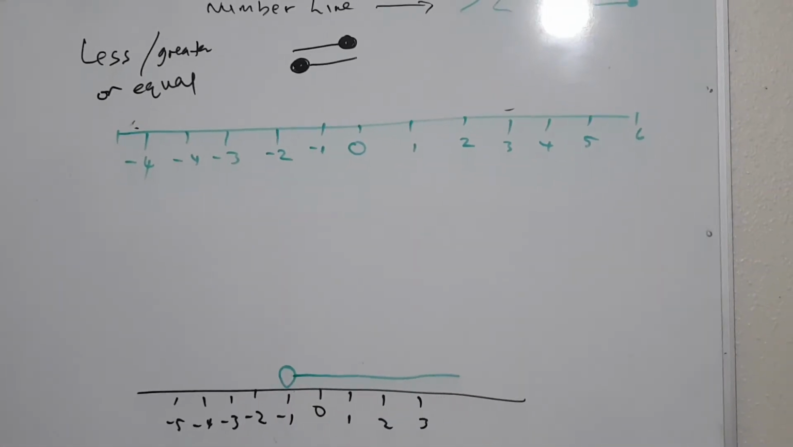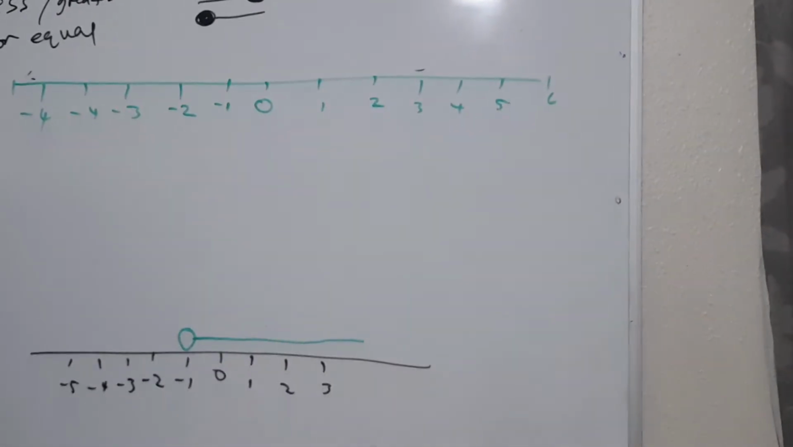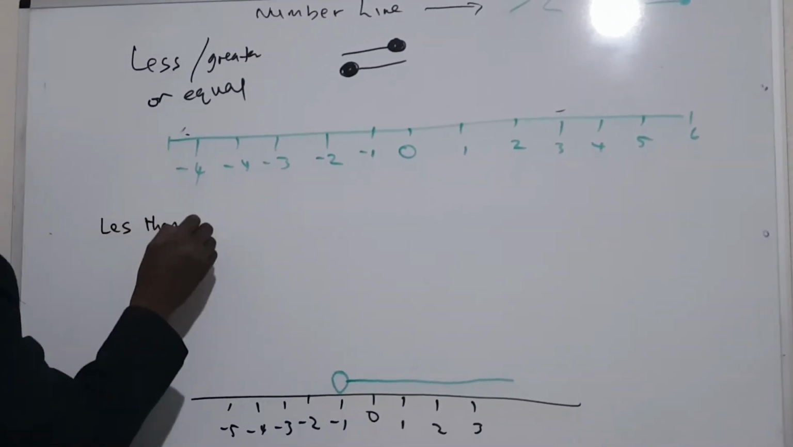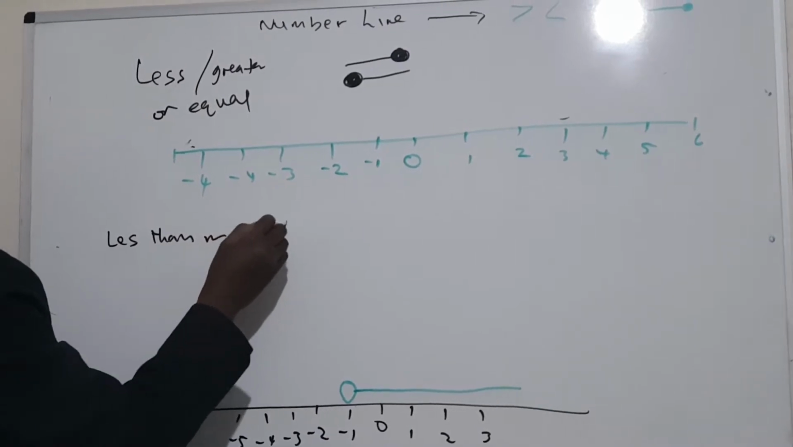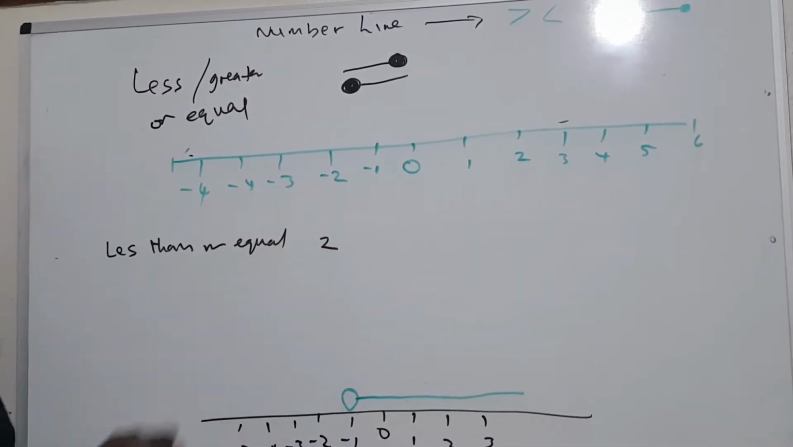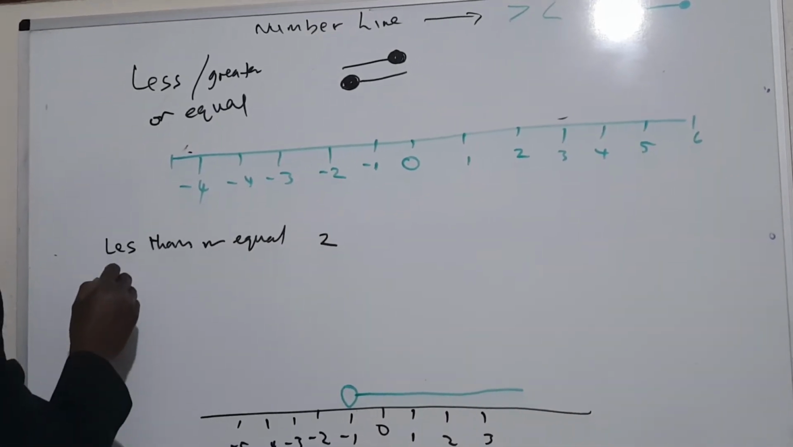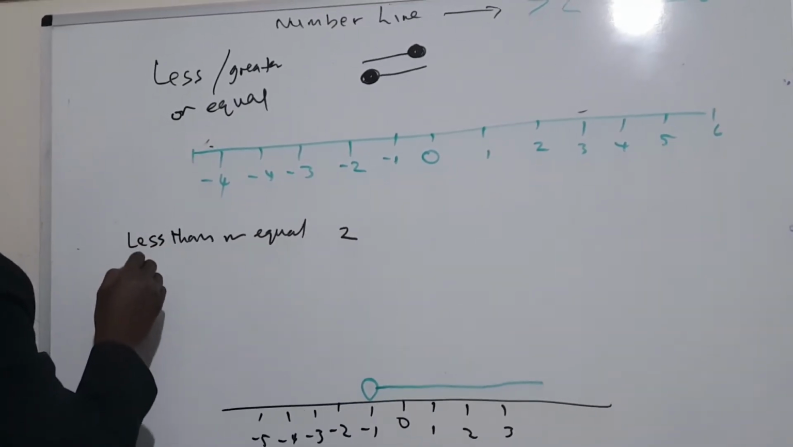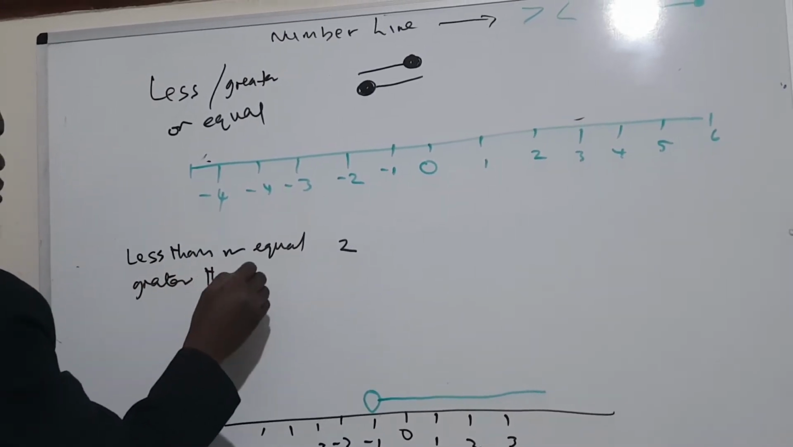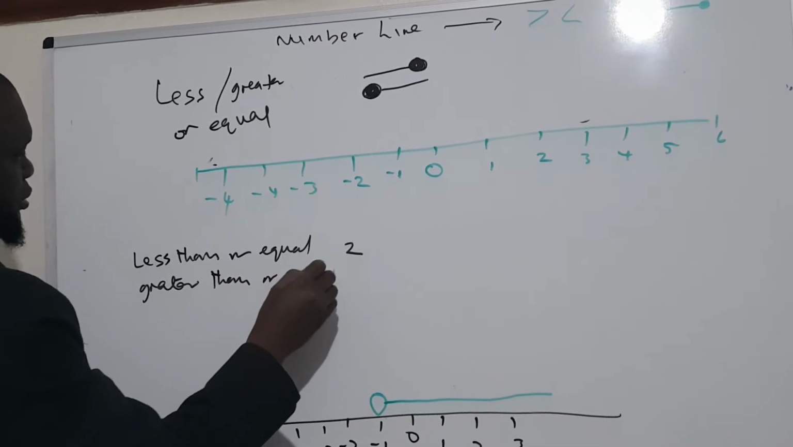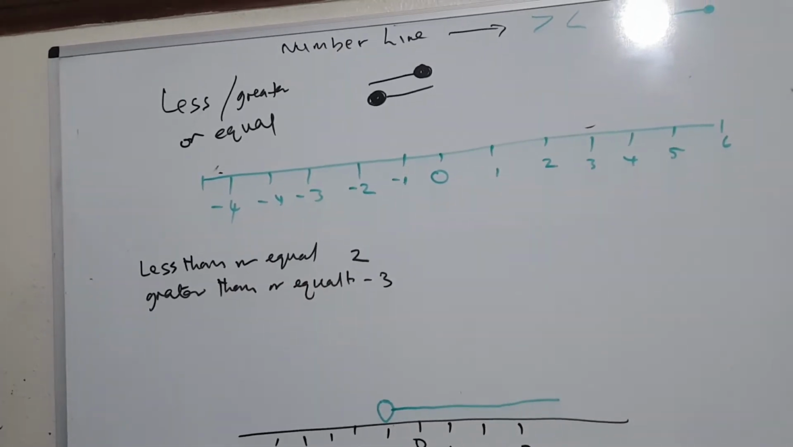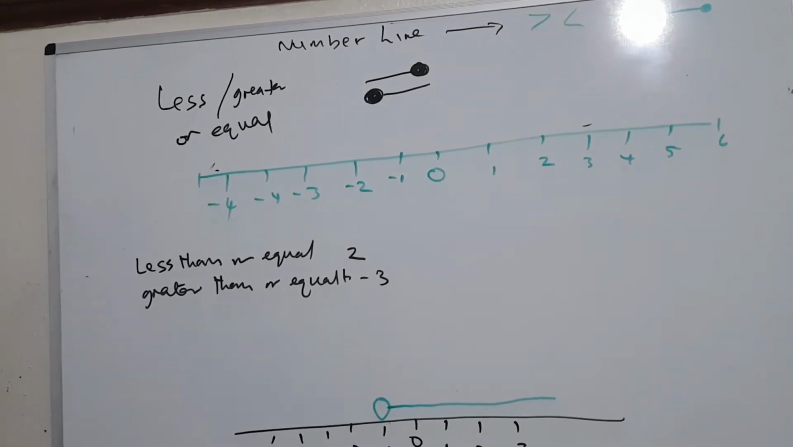Now let's say the question is: less than or equal to 2, or greater than or equal to minus 3. Now, you have to show that by a number line.